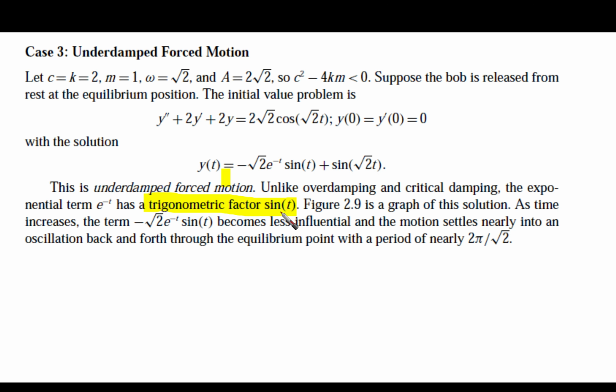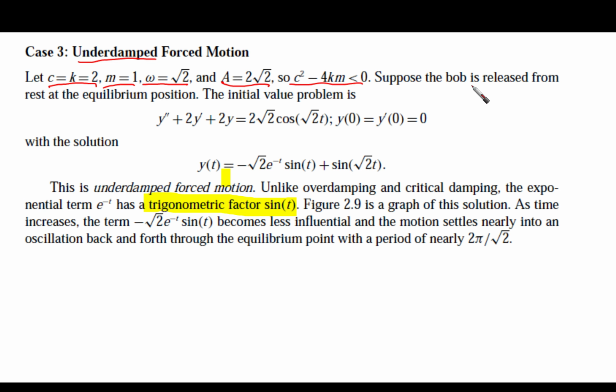Okay, now let's go to the last part, which is the underdamped forced motion. Let us assume the underdamped case means that c squared minus 4km is less than 0. Let's assume that c equals 2, k equals 2, and m equals 1, omega equals square root of 2, and a equals 2 square root of 2. So this definitely gives c squared minus 4km less than 0.